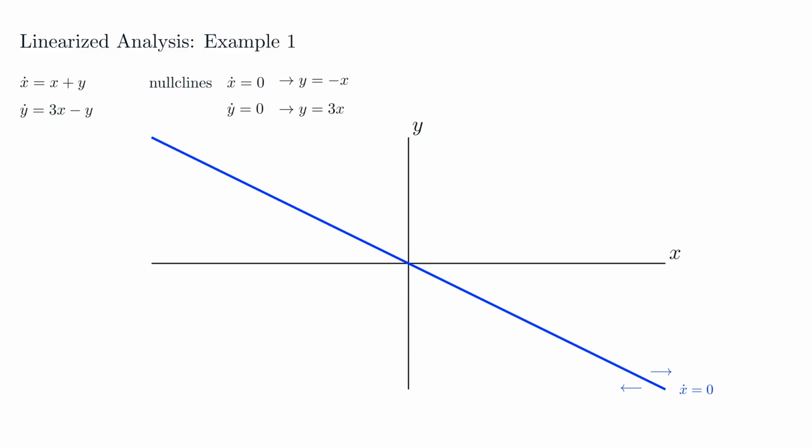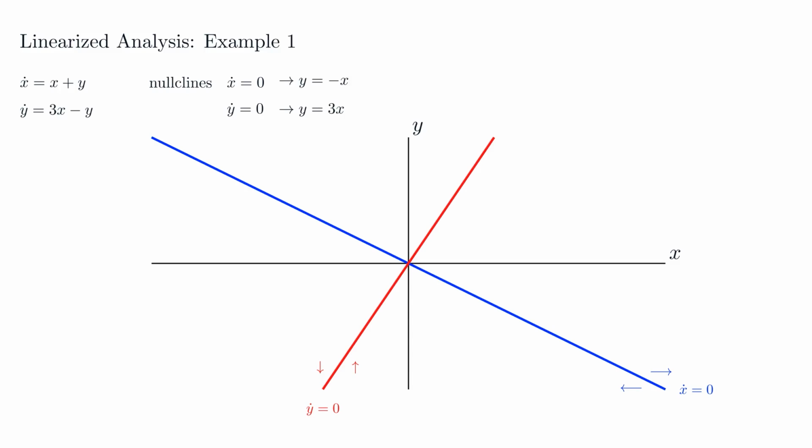There's the other nullcline, y is equal to 3x. So that's a line inclined at an angle with tan theta equal to 3. So this is the nullcline y dot equals 0. And once again, we can easily infer the flow on either side of the nullcline. It's up just to the right of the nullcline, and it's down just to the left of the nullcline.